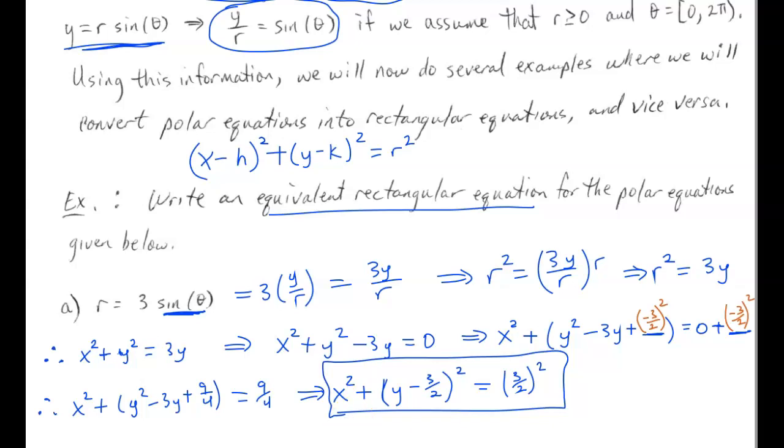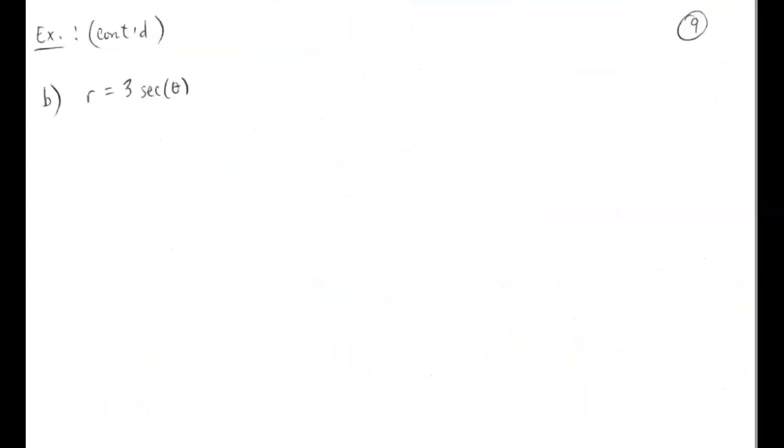All right, so let's move on to our next example. All right, so for our next example here, we see that we have r is equal to 3 secant theta. Now, the first thing we recognize is that secant is the reciprocal of cosine, so I could rewrite this as 3 divided by cosine.